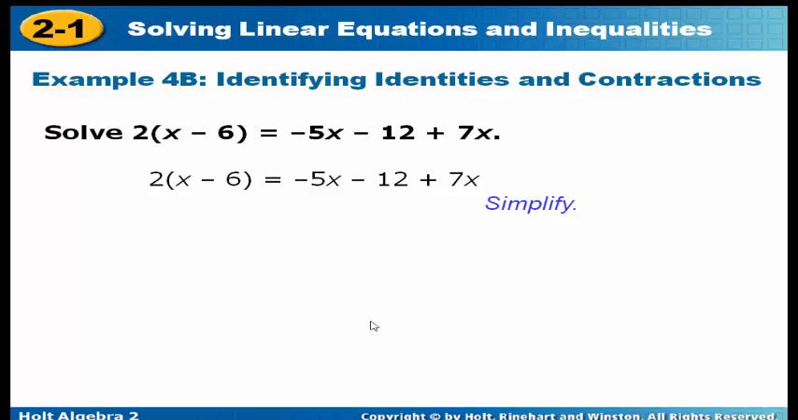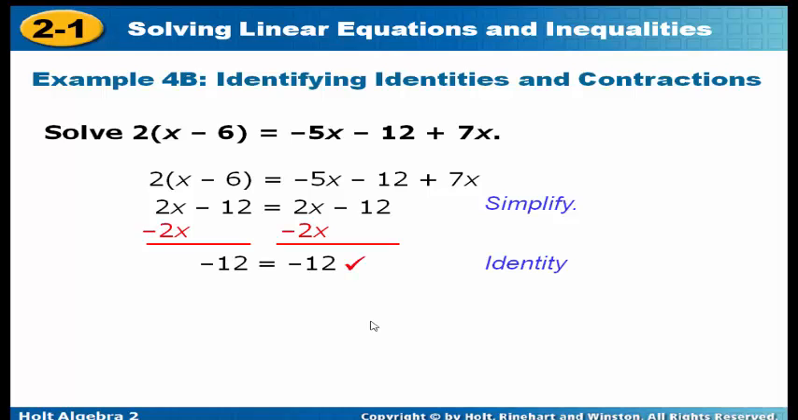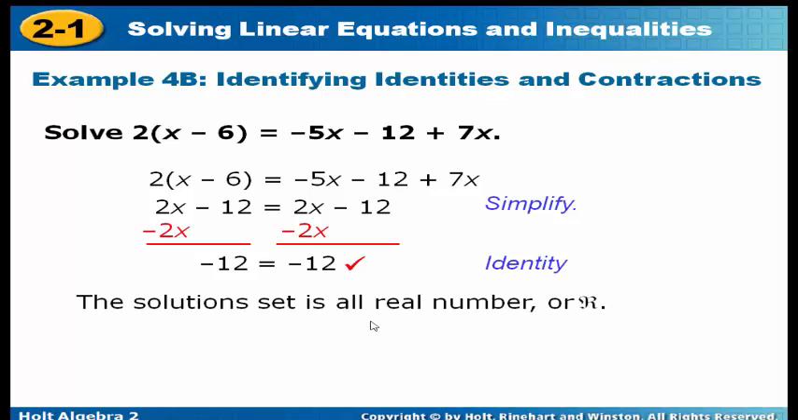2 times x equals 2x minus 12, and negative 5x plus 7x equals 2x. Now subtract 2x from both sides. So negative 12 equals negative 12, identity. The solution set is all real numbers, or R.